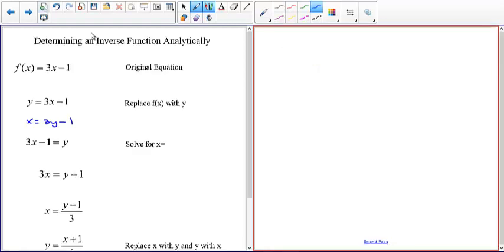Let's just do the same thing, but make the change earlier. So the other way would be to replace y with x and x with y, then solve for y. So how would you do that?